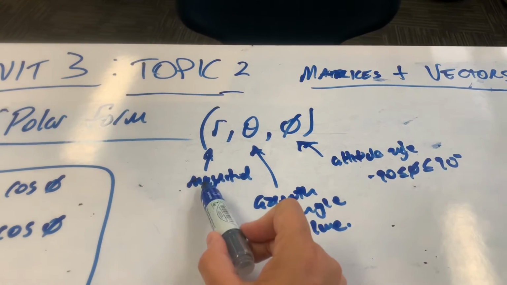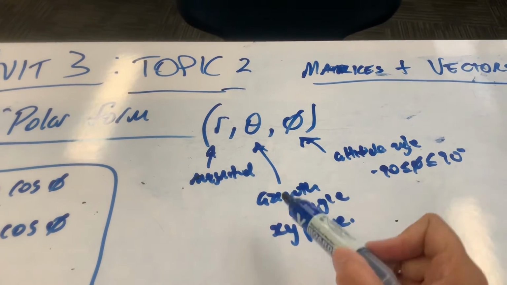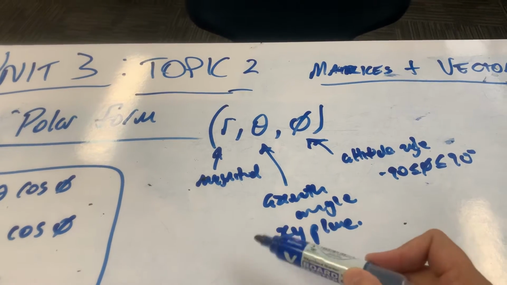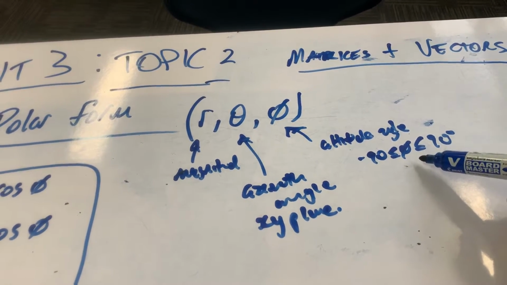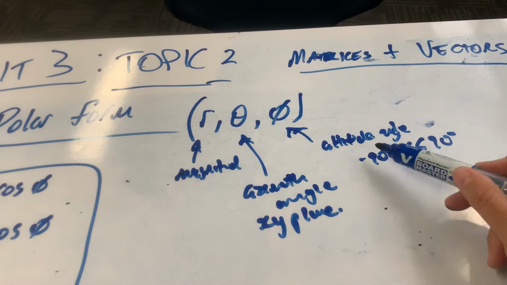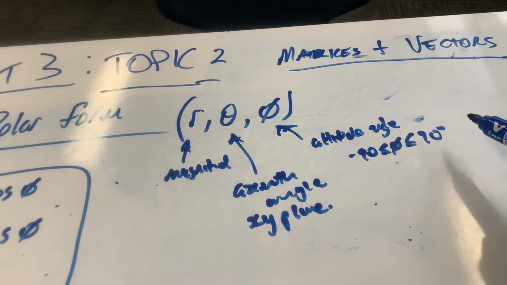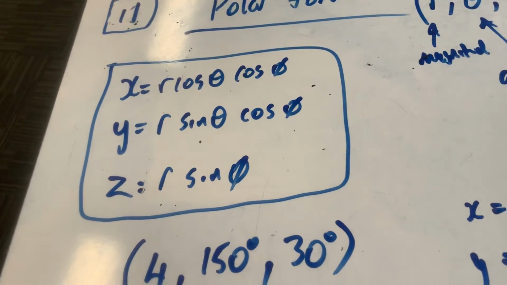Now we go with r as our magnitude, can be referred to as the norm. Theta is our azimuth angle, which is our angle in the XY plane. Phi is our altitude angle, so it's going up and down. So the altitude angle will go from -90 to 90.